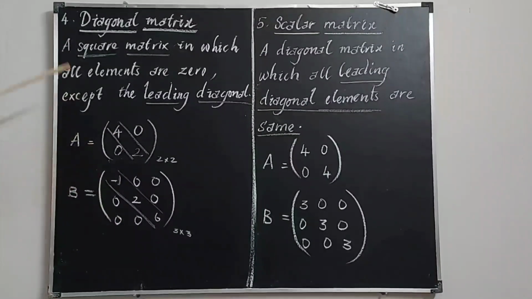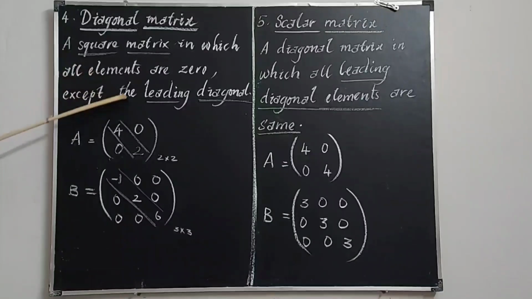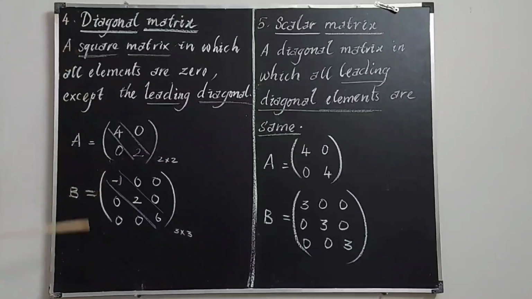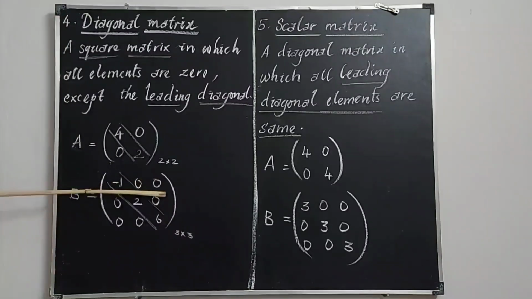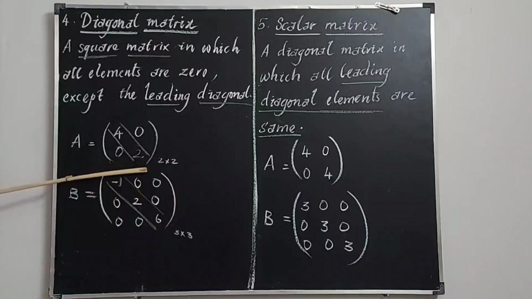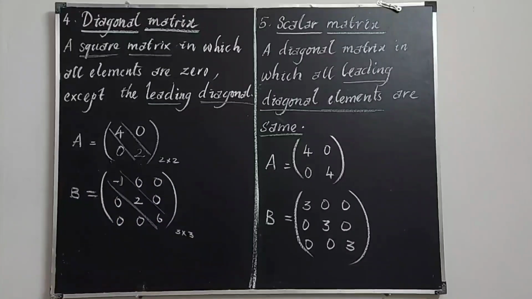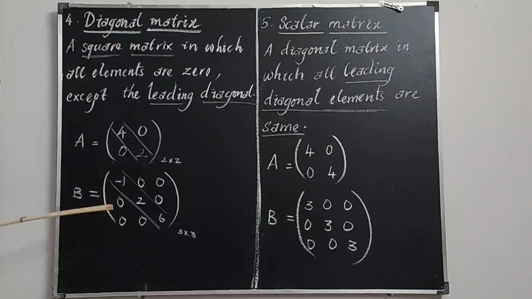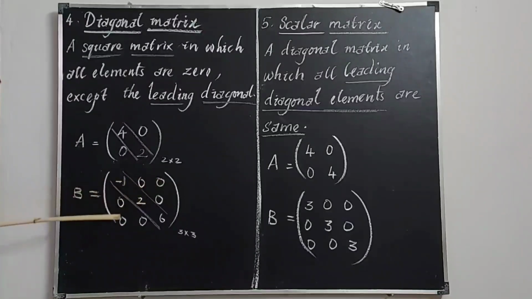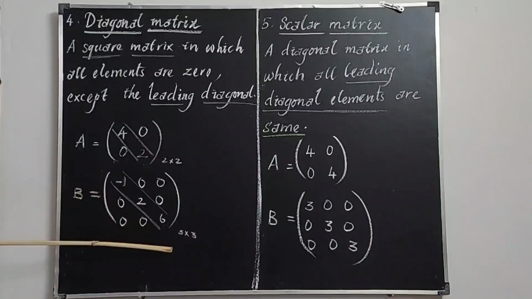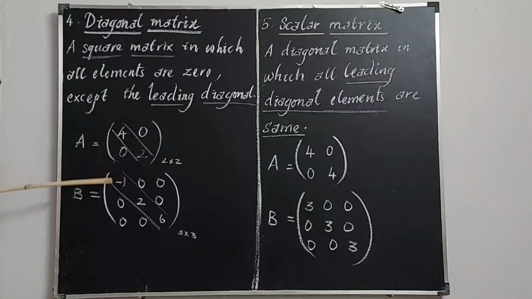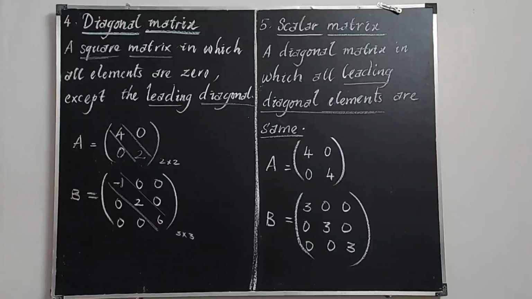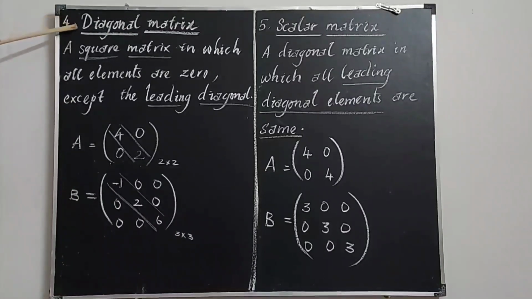A square matrix in which all the elements are 0 except the leading diagonal elements is known as a diagonal matrix. Look at B. What's the order of B? First row, second row, third row. First column, second column, third column. 3 by 3 order. Therefore it is a square matrix basically. But it has zeros above and below the leading diagonal. Only along the leading diagonal it has the numbers. All the elements are 0 except the leading diagonal elements. Therefore it is known as a diagonal matrix.